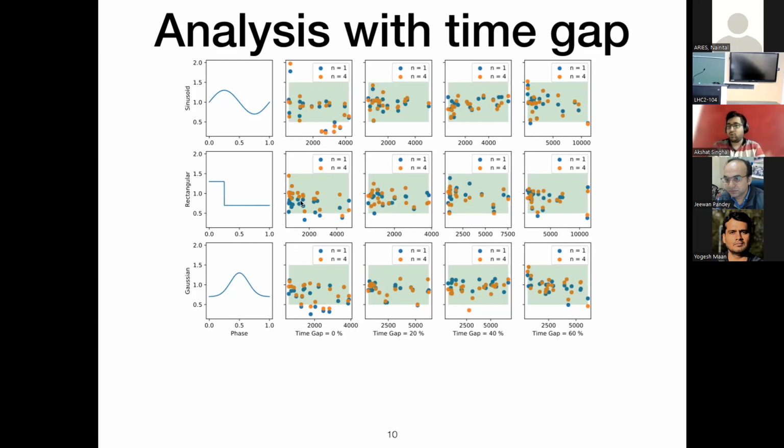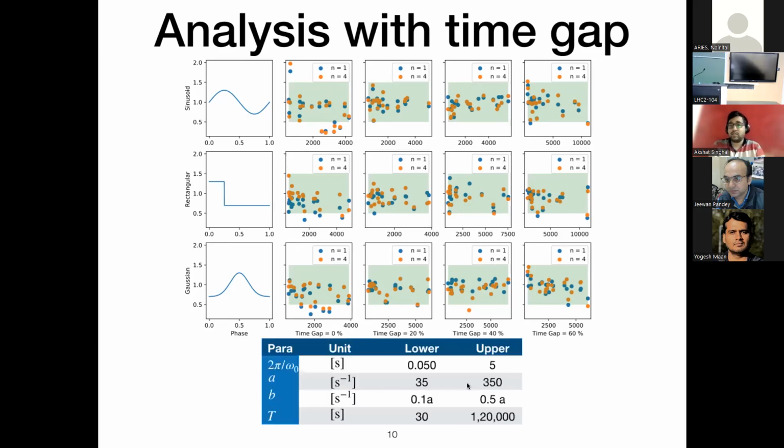Within a factor of 2, even if you include higher harmonics and time gaps, this formula is still consistent, although you need to use some more terms for your modeling. Within a factor of 2, an order of magnitude, you get reasonable data. The simulation this time was from 50 milliseconds to 5 seconds, a much shorter and much larger time interval. And obviously this is very computationally expensive.